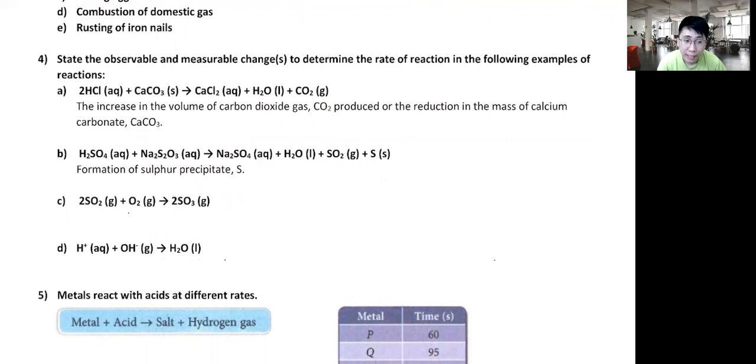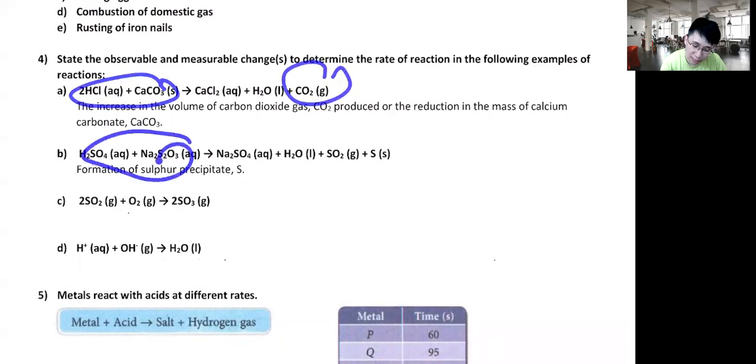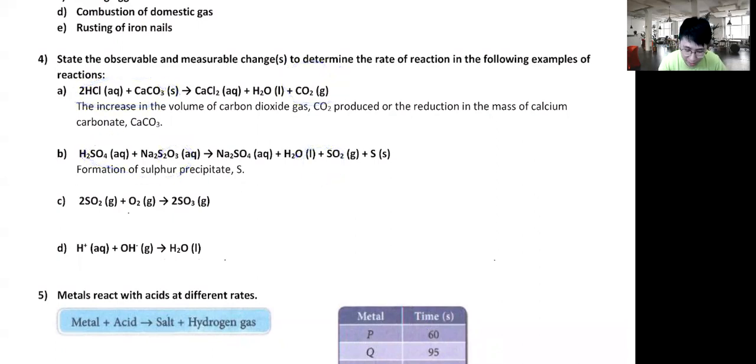And lastly, you have both gas. You see, before the reaction it is gas, after the reaction also gas. Can you measure any changes, right? Previously in the beginning there was no gas, after that there was gas. But right now it's all gas. So many gases. I cannot measure the difference in gas, right?